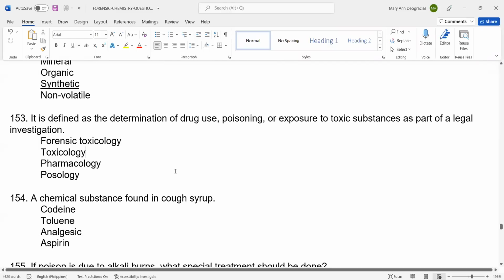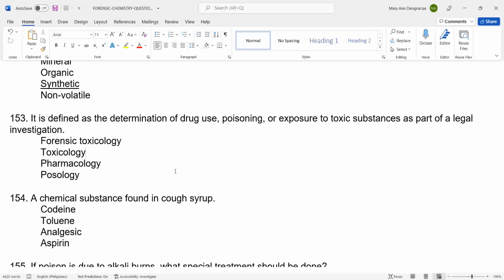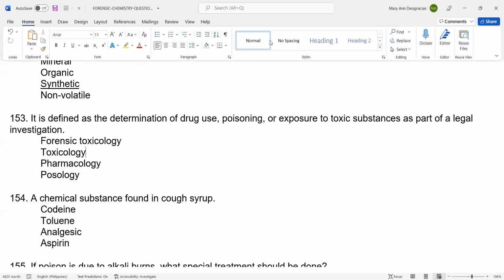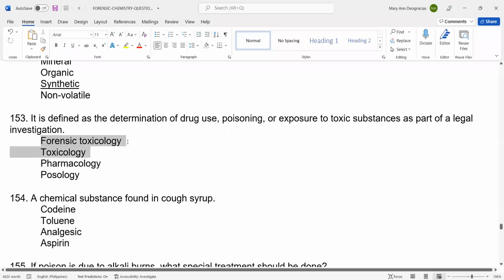153, it is defined as the determination of drug use, poisoning, or exposure to toxic substances as part of legal investigation. Eliminate nyo na yung dalawa, letter C and letter D. So, anong pagpipilian natin? Once may legal yan, is it toxicology lang or forensic toxicology? Basta pinag-uusapan, forensic toxicology na yan. Okay? Kasi pag legal na yung pinag-uusapan, forensics na yan. Okay? So, we have forensic toxicology.